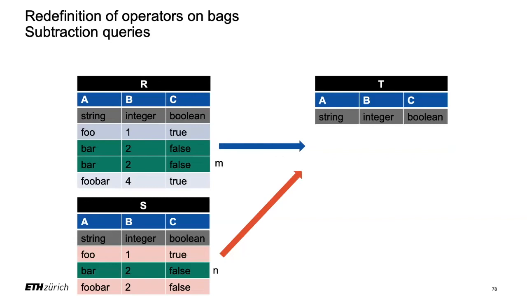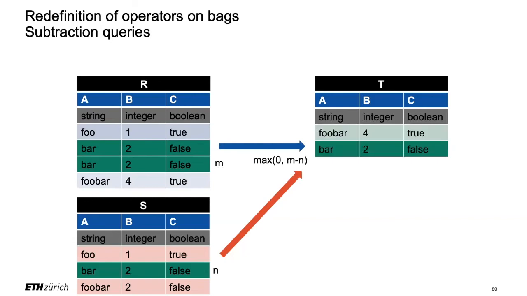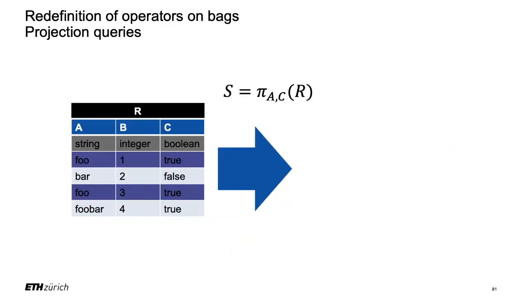Okay, and the subtraction is actually trickier. It's technically the max of 0 and m minus n. So basically, all it means is m minus n, you subtract. But if you get a negative number, I don't think you can imagine a negative number of items in a bag, right? So it has to be positive. If m is smaller than n, then there is nothing left, and you get 0. Okay, so you see we can redefine the union, intersection, subtraction.